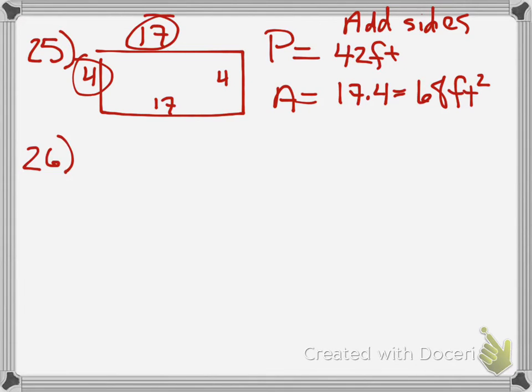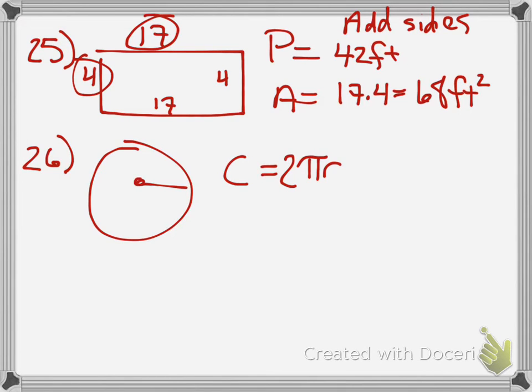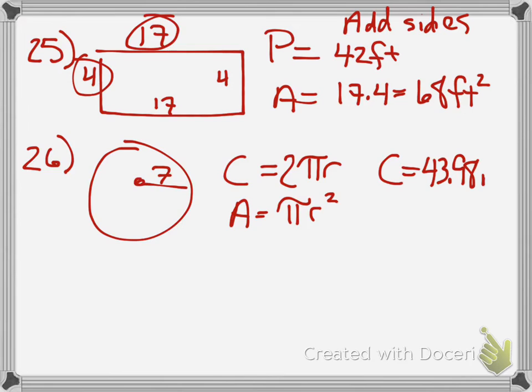Alright, so let's look at the circle. On a circle, you have a slightly different formula. You use the circumference, which is the perimeter of a circle. That's 2 pi r. And then area is pi r squared. So if you plug those in with the 7, your circumference ends up being about 43.98. I'll leave it like that because I'm running out of space here. And then for the area, it's going to be 153.94. And that would be about it.